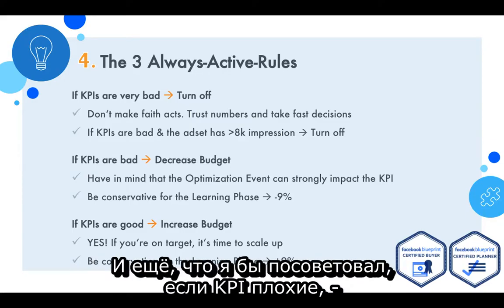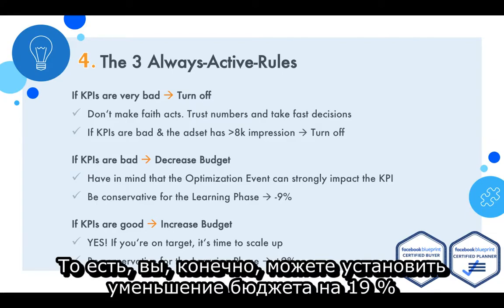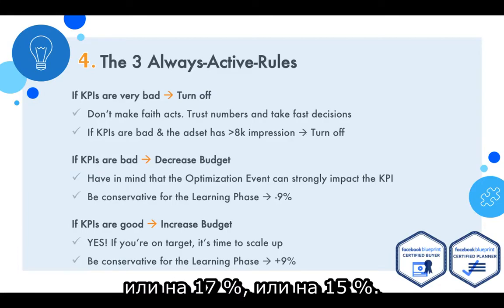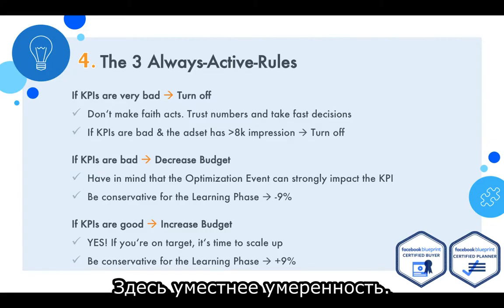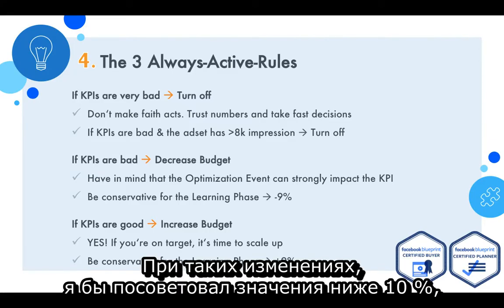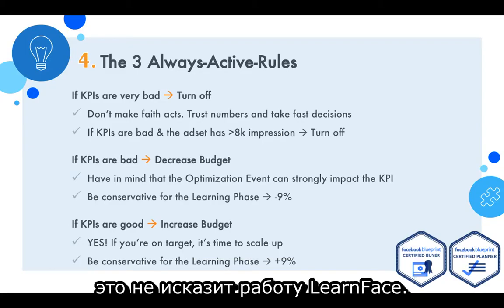And then what I would recommend, if the KPIs are bad, is to be conservative with your changes. So you could set up to decrease the budget by 90% or 70% or 50%, but that's not what I would recommend. I would rather recommend to be conservative with the percentage of changes, and I would recommend to be below 10%. This will never harm the learning phase.